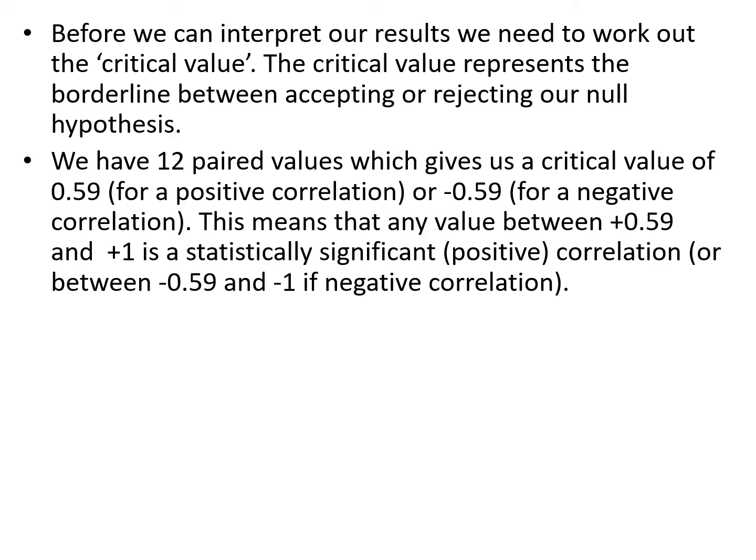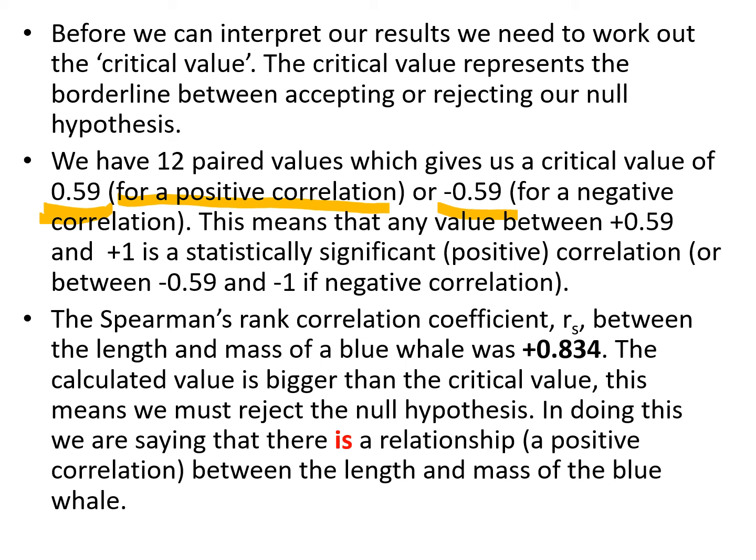So we had 12 values, and you'll see in your book there's some critical value tables. So for 12 values, we get a critical value of 0.59. Now we make it positive because we had a positive Spearman's rank number. If we had had a negative Spearman's rank, we would have just put a minus in front of our critical value. Okay, so Spearman's rank is 0.834. Our value is bigger. It is a larger number than the critical value. The critical value is 0.59. 0.834 is a bigger number.